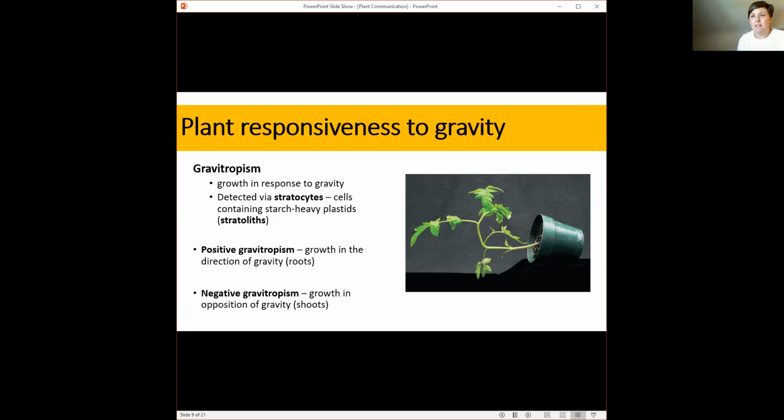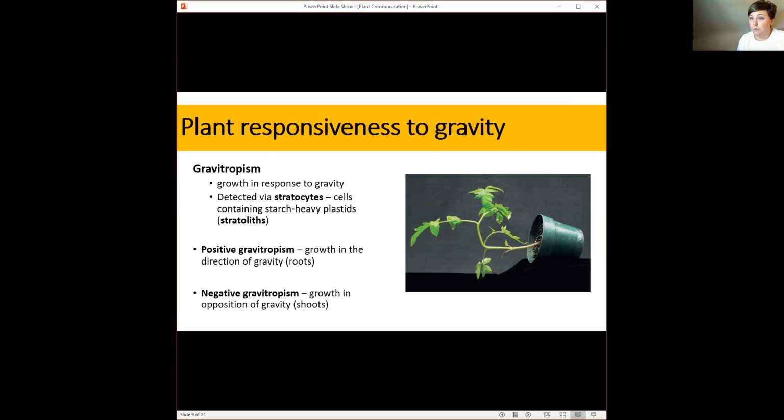The cells in a plant that allow detection and response to gravity are called stratocytes. These cells are rich in organelles called stratoliths, which are actually like plastids, like chloroplasts, but instead of containing light-absorbing pigment, they contain abundant starch. This makes them heavy, and the weight from accumulation of starch basically tells the plant the direction of gravity.